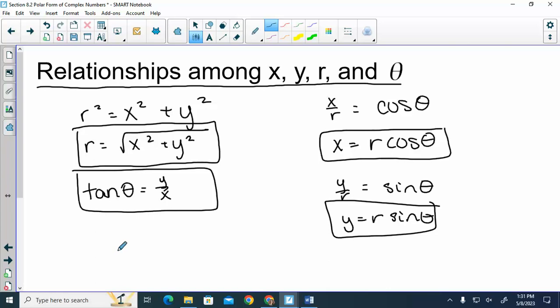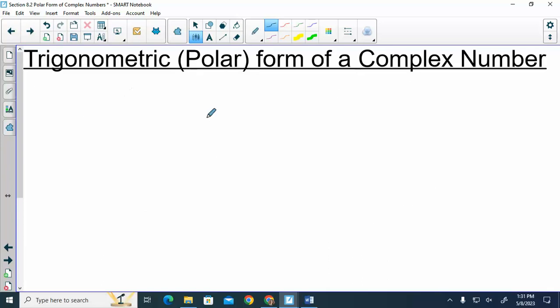So the trig form, or the polar form, is not what you're used to seeing. You are used to seeing a complex number being written as a plus bi, or I told you today we can think of it as x plus yi, right? That is what's called rectangular form, how we usually see those complex numbers. Polar form uses sine and cosine to represent them.